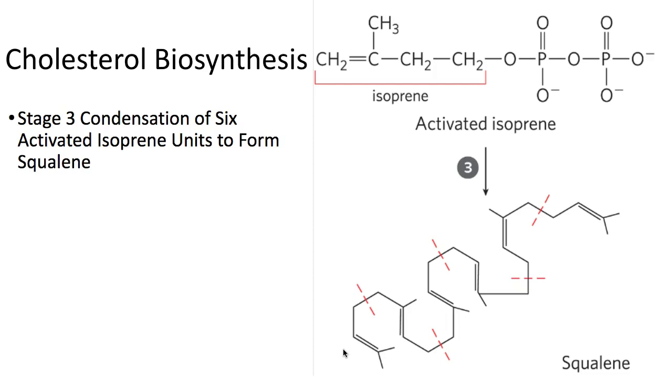So you're starting to see we're getting closer to the structure of cholesterol, but we're not quite there. You'll see it more in the fourth step. But how do we get from the activated isoprene to this squalene structure?